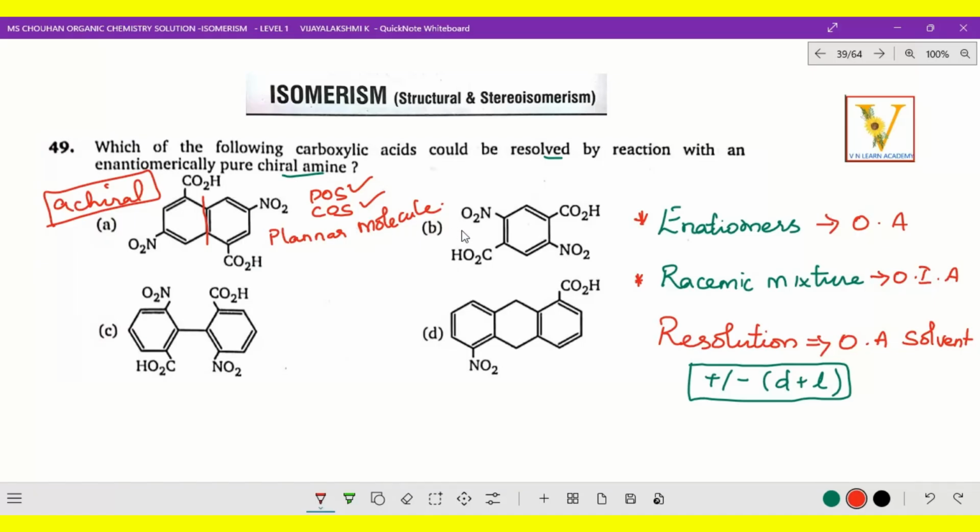Come on, the second one. Here also when you cut here, POS, COS is present. So this is also a chiral, right? This is also a chiral molecule, right?